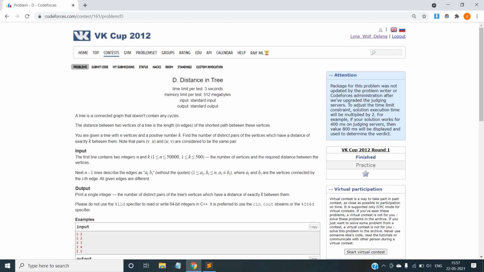Now let us take a tree: 1 is connected to 2, 2 is connected to 3, 3 is connected to 4, 4 is connected to 5, 5 is connected to 6, and 4 is connected to 7. So basically 4 has two children, that is 5 and 7. Now let us take i equal to 4. We have to find the number of pairs of vertices such that the distance between them is equal to k, and the path includes the fourth vertex.